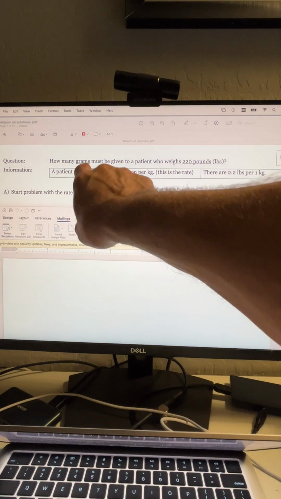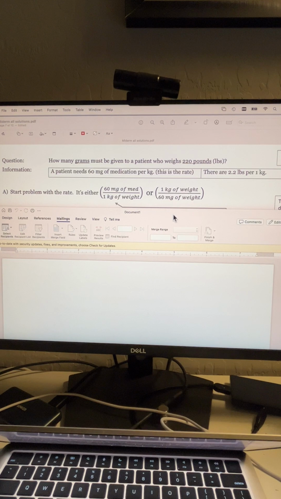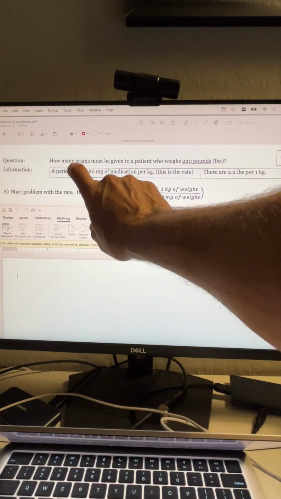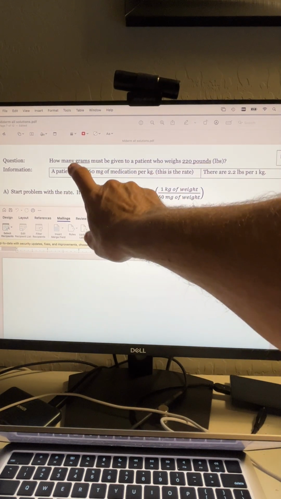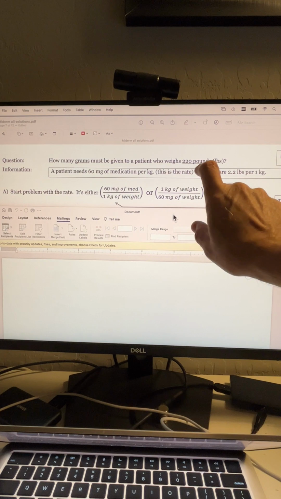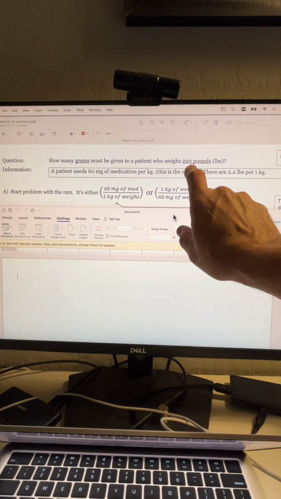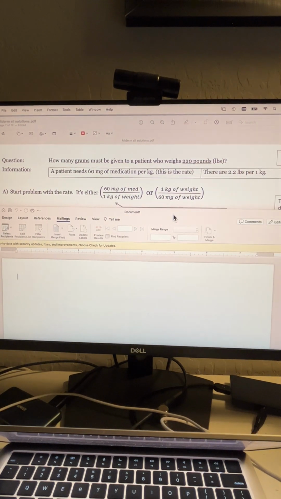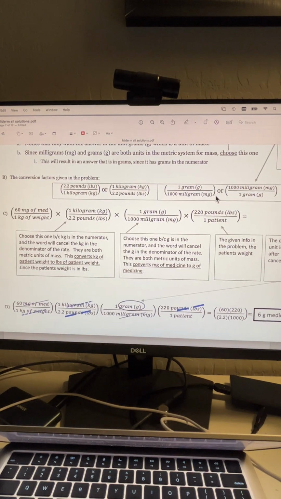So the question is how many grams? I should go through the flow chart. I'll do that next. Step A is, what is the given? And there it is. That's how much the patient weighs, 220 pounds. That's step A. And look where we're going to put that.